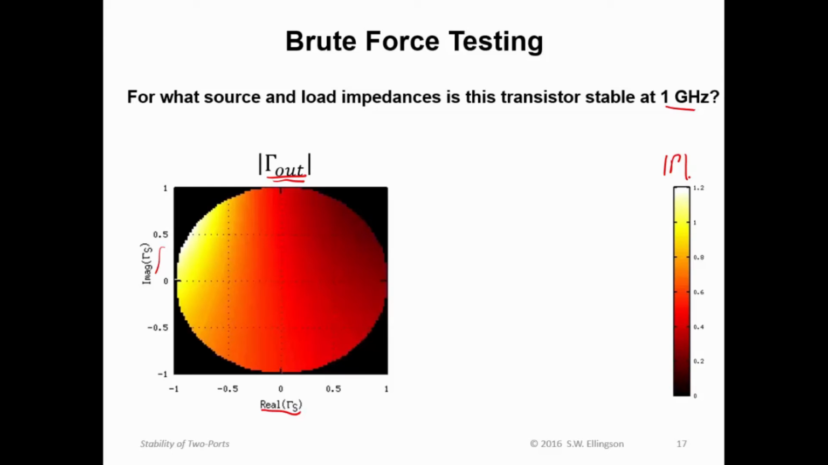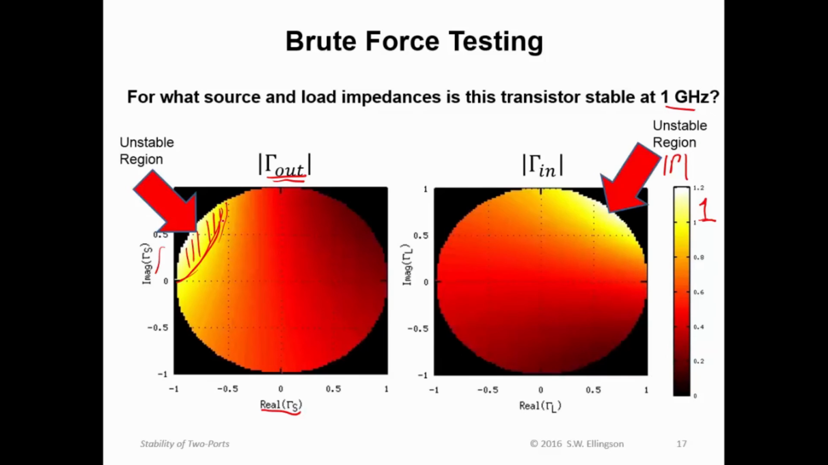Now this is a heat map style color scheme, and in this color scheme, any color more yellow or trending towards white above this line is greater than 1. So we see that there's a region over here for which we will not be able to achieve stability. So this region over here will correspond to values of the source impedance for which we cannot achieve stability.